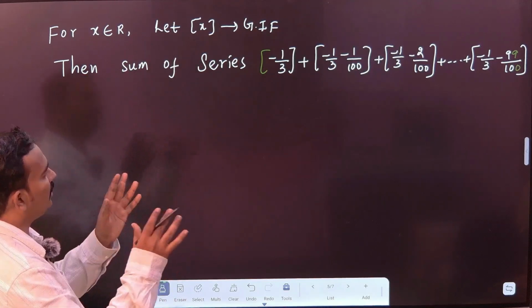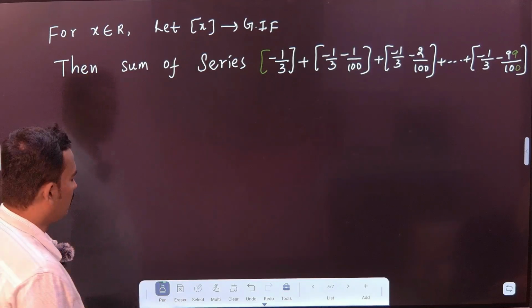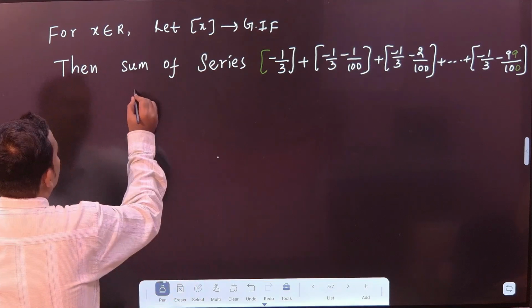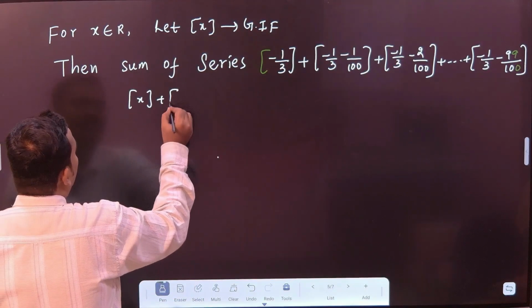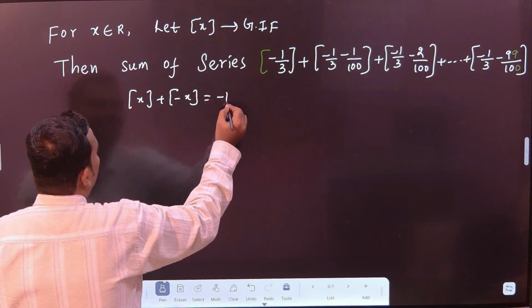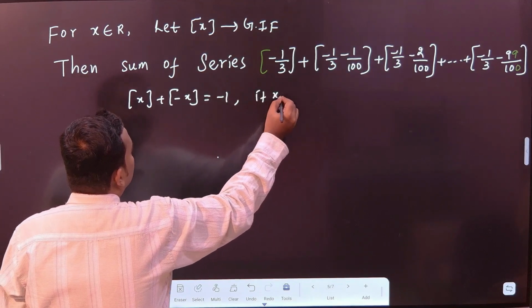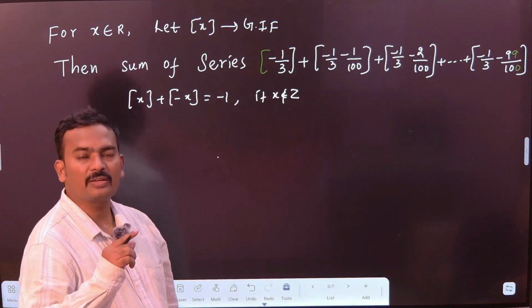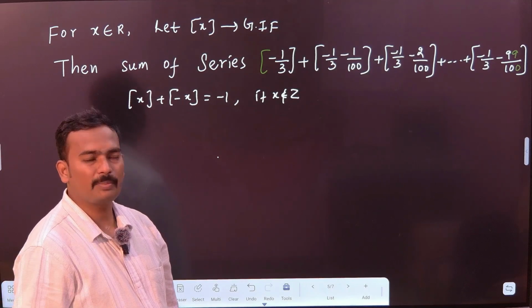Then the sum of the series we need to find out, right? Okay. Then how to find out this one? You need to understand that the greatest integer function of x plus the greatest integer function of minus x is equal to minus 1 if x does not belong to the integers. If x belongs to the integers, the sum will be 0. 1 minus 1, it will be 0.